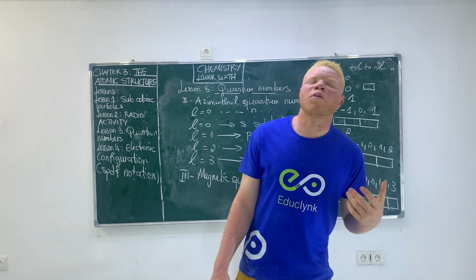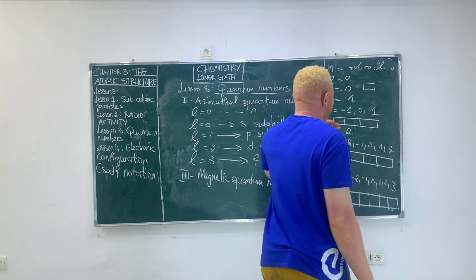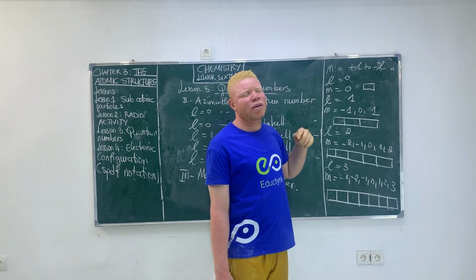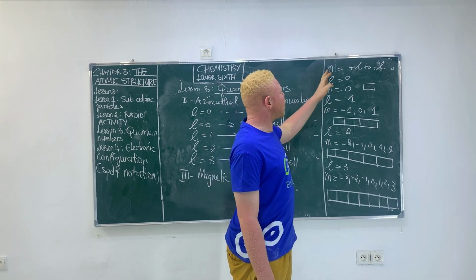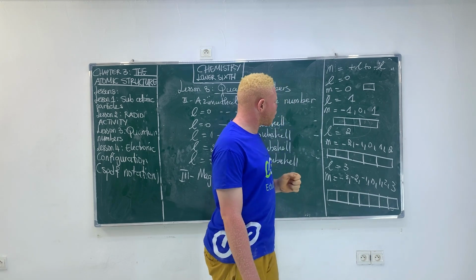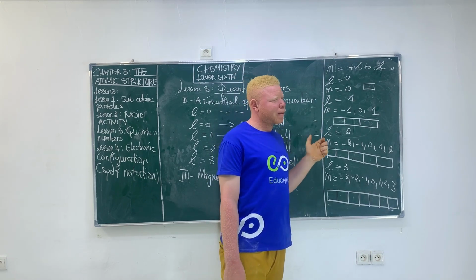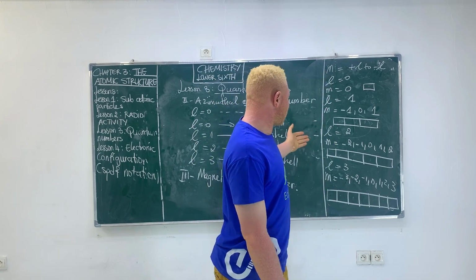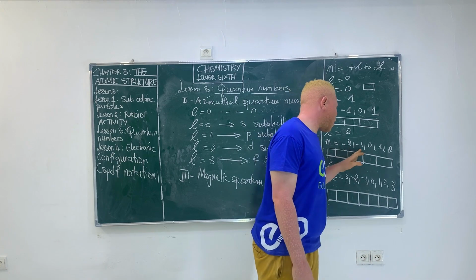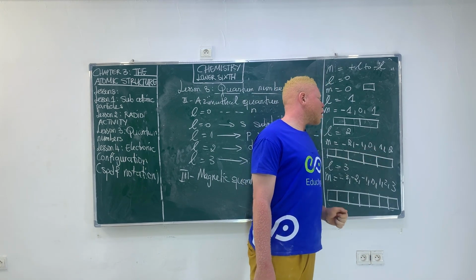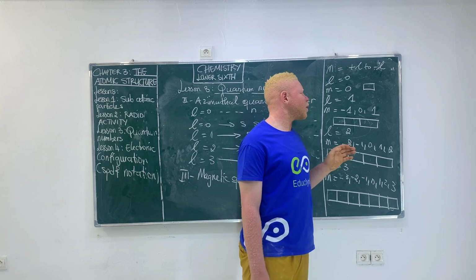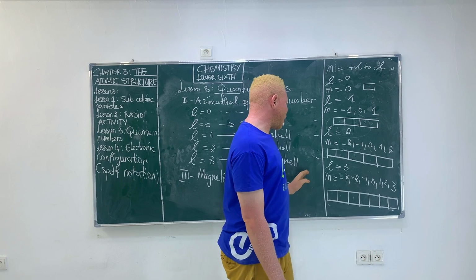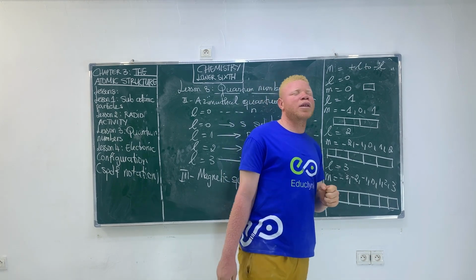In this region, there are quantum cases. The first quantum case is when l is 0, where the magnetic quantum number m is 0. For l equals 1, m is -1, 0, 1. For l equals 2, there are 5 quantum cases. For l equals 3, there are 7 quantum cases.